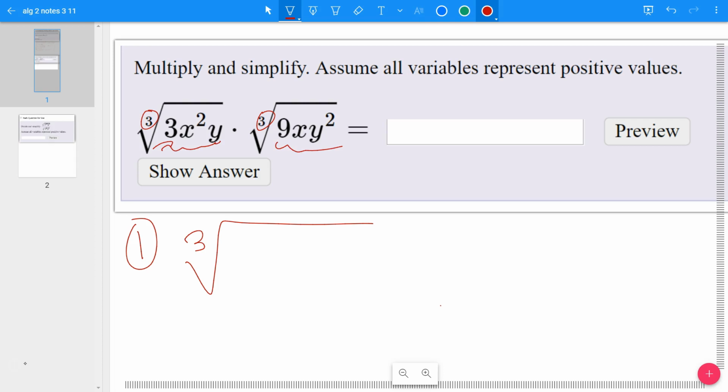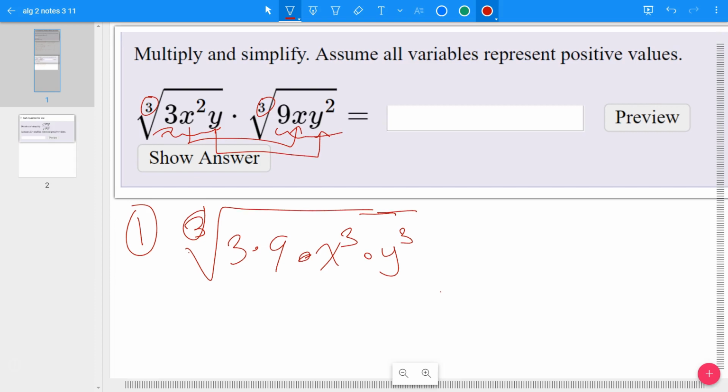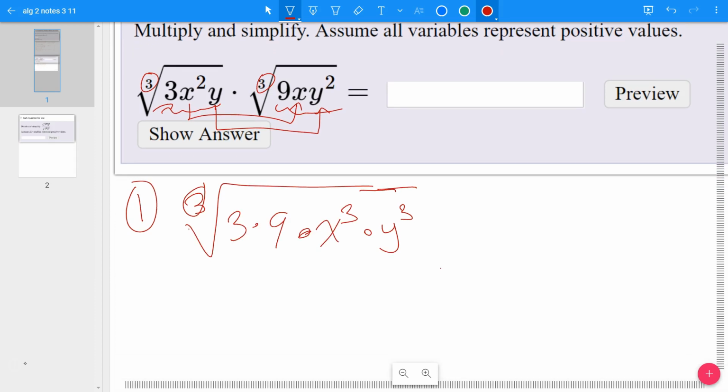So you have 3 times 9. Then it's x squared times x, that's x cubed. I'm multiplying this and this together, and then you multiply the y and the y squared, so it becomes y cubed. Now notice something, that here the index is 3. And you've got these numbers, 3 times 9. So we need to take the 3 times the 9 and rewrite it somehow, so it also shows an exponent of 3, so it can cancel with the index.